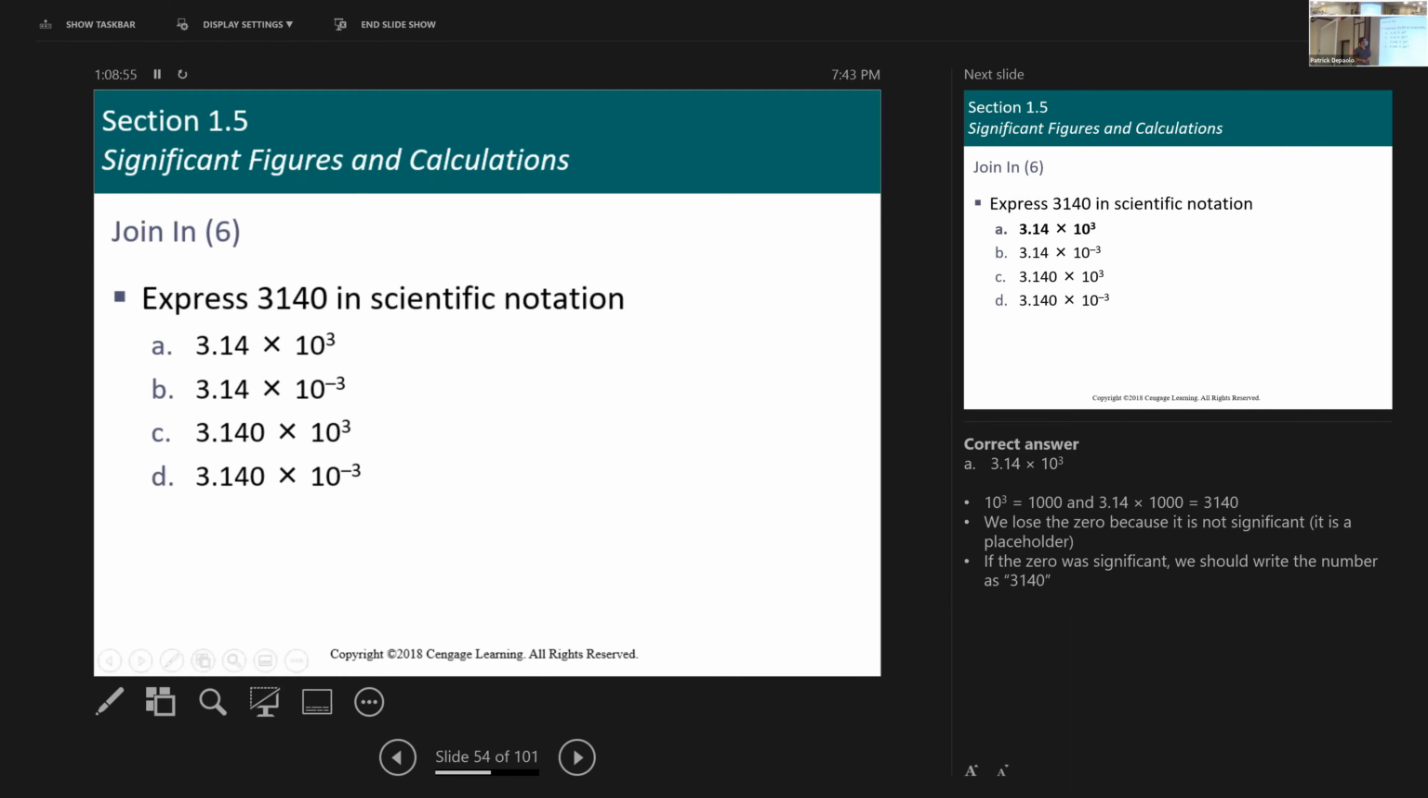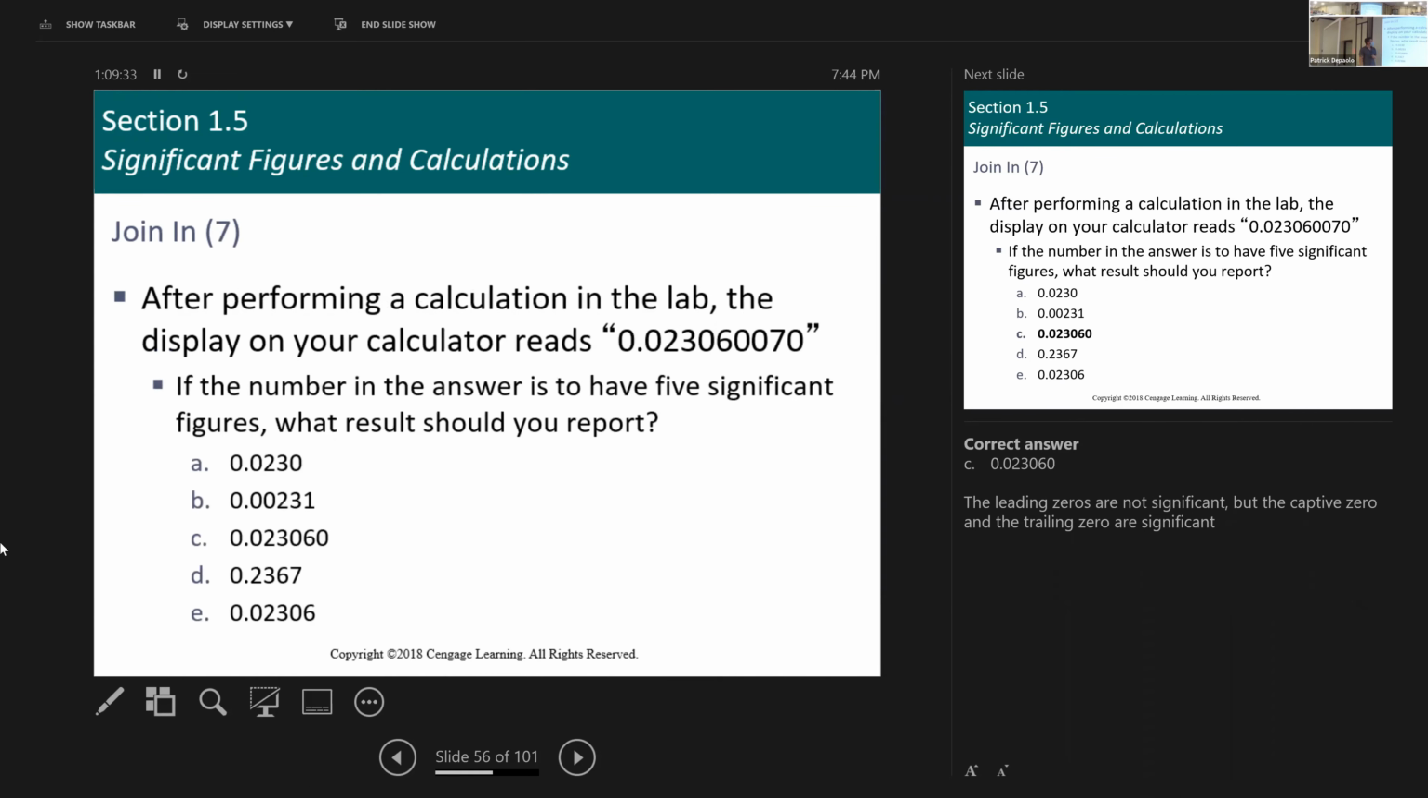Okay, so express this in scientific notation quickly. Which one? Anybody? C. A. A. So it's not C actually, tricky, because sig figs. So this number, 3,140, has only 3 sig figs because there's no decimal. So our scientific notation version of it also has to have 3 sig figs. So 3.14 times 10 to the third. Okay, there's another one.